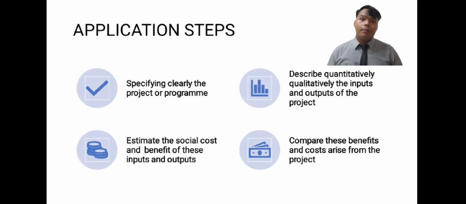Now I'll be presenting the application steps of cost-benefit analysis. There are 4 steps involved in this analysis. The first step is to specify clearly the project or program. For your analysis to be as accurate as possible, you must first establish the framework within which you are conducting it. You have to identify the goals and objectives you are trying to address with the proposed project.